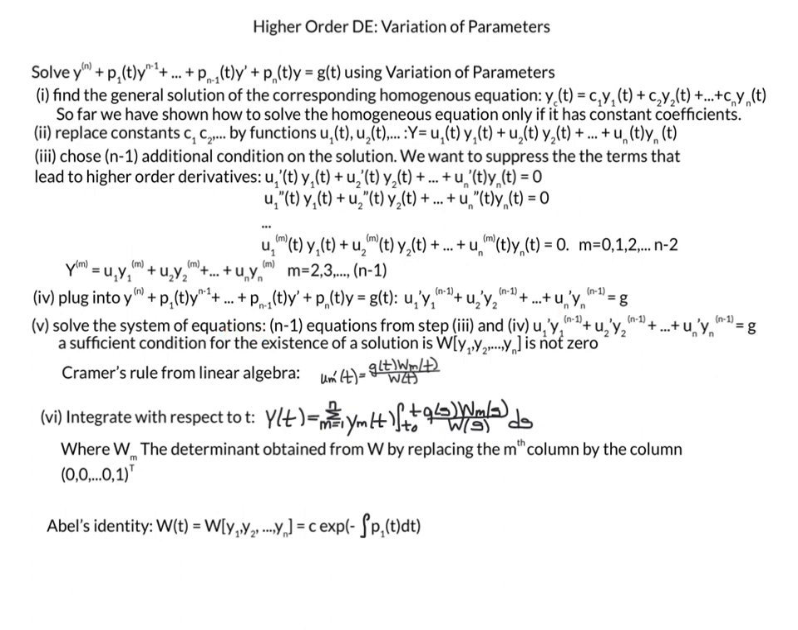And now we can solve the system of equations. We have the n minus 1 equations from step 3. Those were our additional conditions, as well as the equation from step 4, which is important, the one we used when we plugged everything into our differential equation. This system of equations will have a solution if the Wronskian is not 0. Once we have this set of equations for um prime, we integrate with respect to t to find um, and this is the formula that falls out.